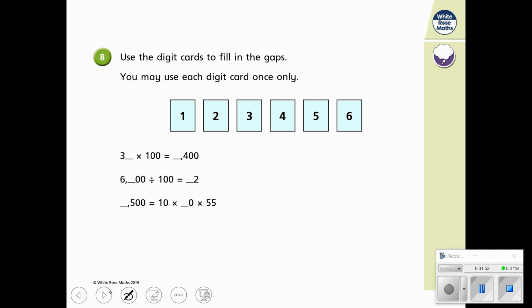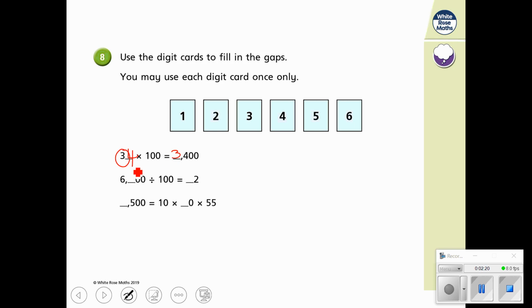Moving on. Use the digit cards to fill in the gaps. You may use each digit card once only. Right, we've really got to use our brains here. 3 something times 100 is something 400. Well, if I've got a 3 at the beginning of my number sentence, this number here must be a 3. So 3 something times 100 is 3,400, and the answer is 34.